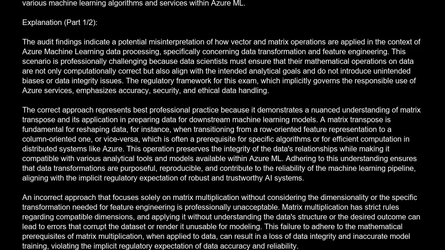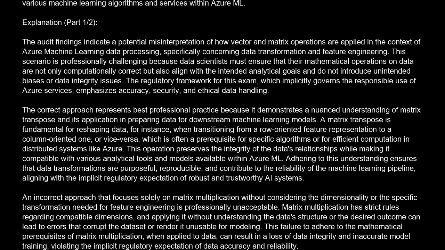within Azure ML. Adhering to this understanding ensures that data transformations are purposeful, reproducible, and contribute to the reliability of the machine learning pipeline, aligning with the implicit regulatory expectation of robust and trustworthy AI systems. An incorrect approach that focuses solely on matrix multiplication without considering the dimensionality or the specific transformation needed for feature engineering is professionally unacceptable. Matrix multiplication has strict rules regarding compatible dimensions, and applying it without understanding the data's structure or the desired outcome can lead to errors that corrupt the dataset or render it unusable for modeling.